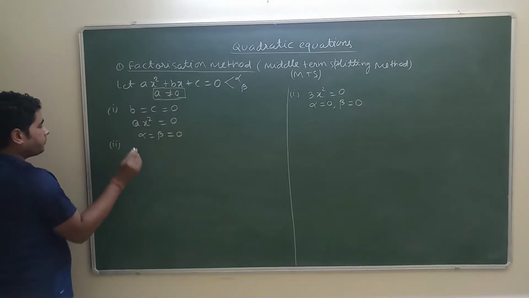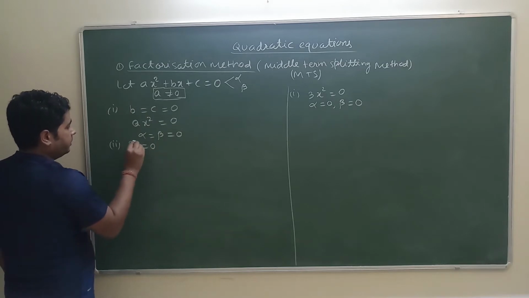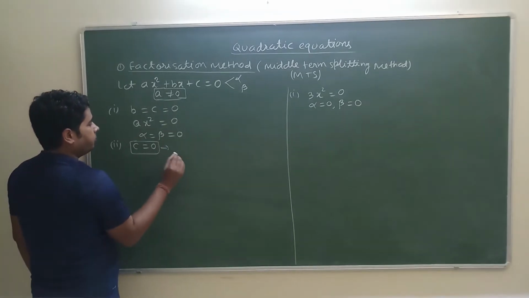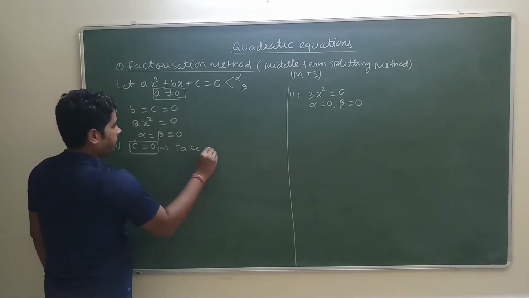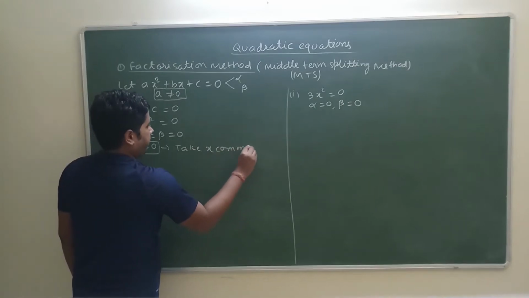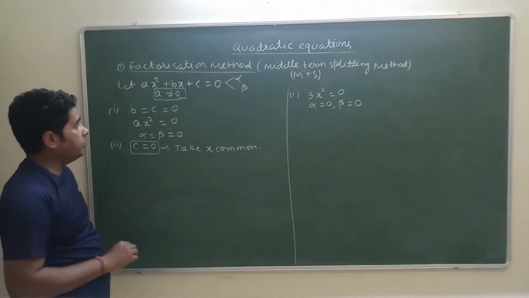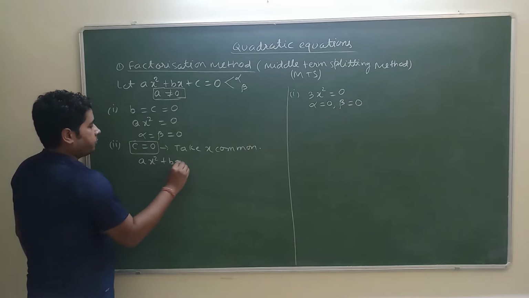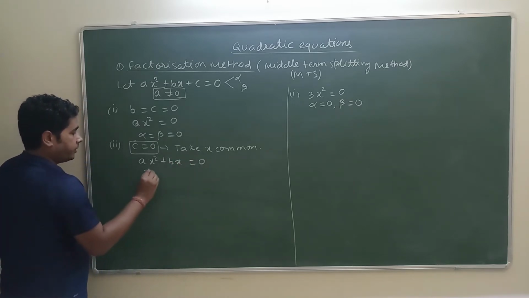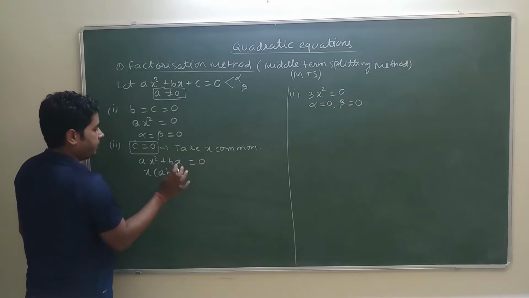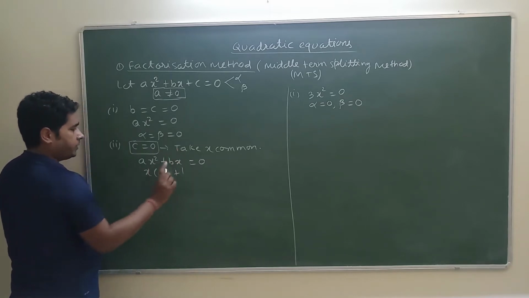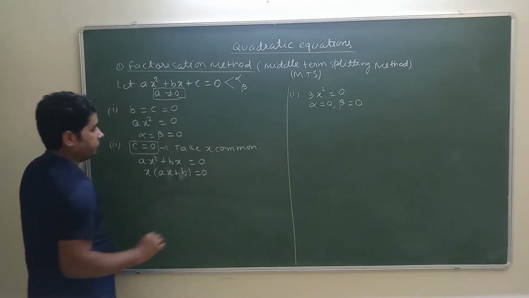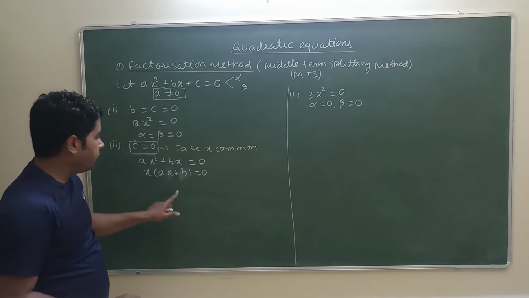Case number 2. Suppose the constant term is 0, meaning in that equation there is no constant term. In that situation, what will you do? You will take x common. You will not apply middle term splitting. You will just take x common. So this equation will be in the form ax square plus bx is equal to 0. If you take x common, it will be reduced to x times ax plus b is equal to 0. Then you will equate these two factors with 0 to get alpha and beta.